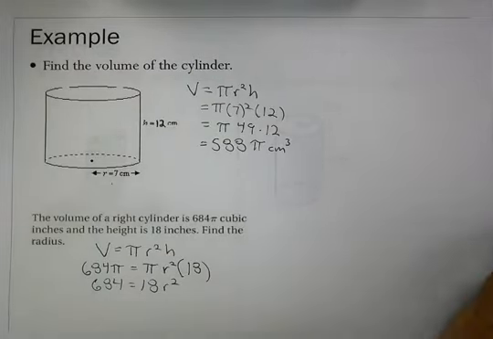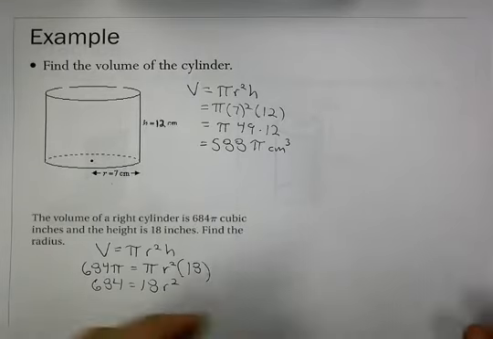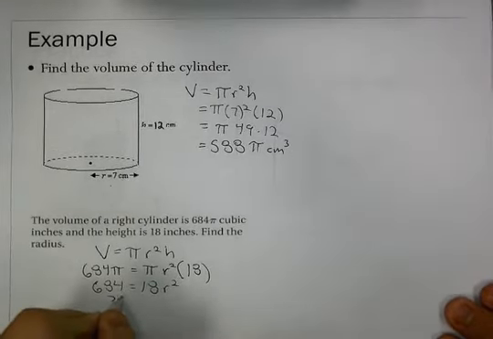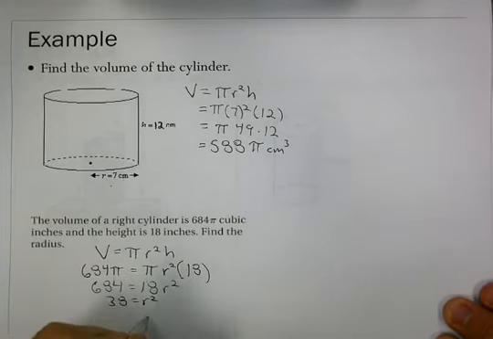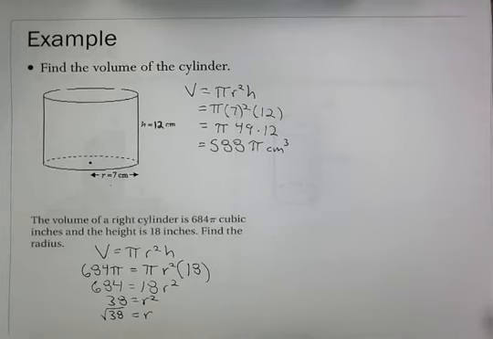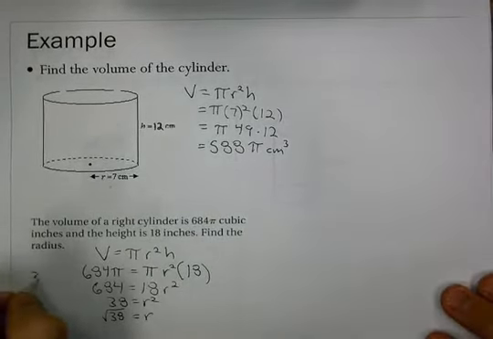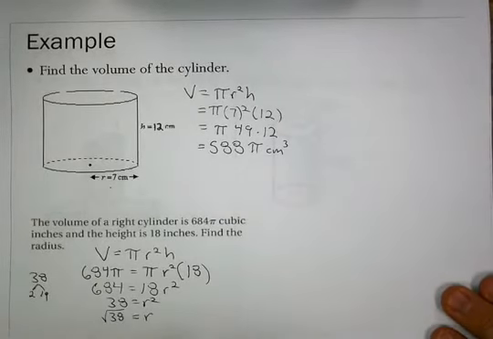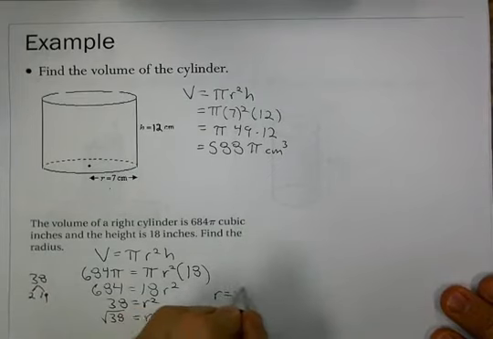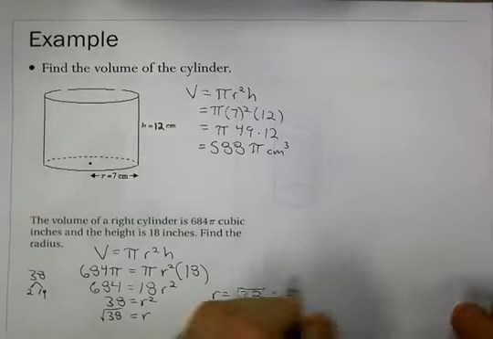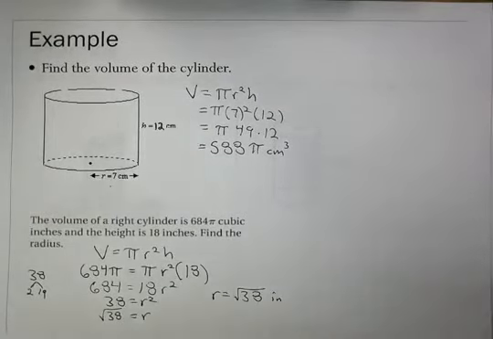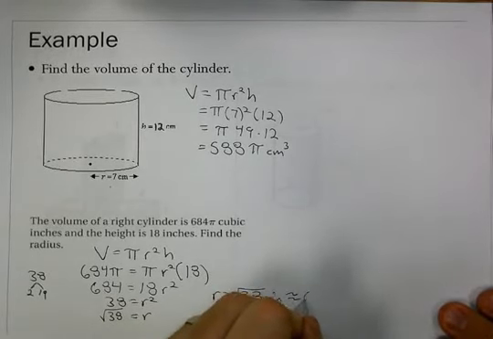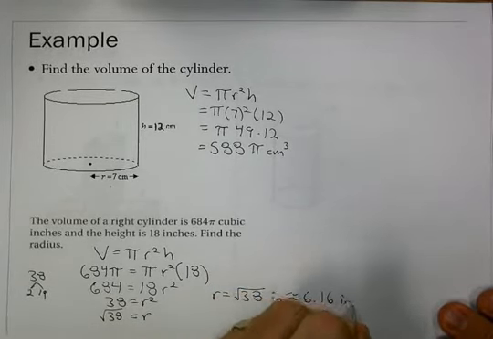Now I'm going to divide 684 by 18, and I get 38 equals r squared. Then take the square root of 38. We could just write root 38 or square root 38. If we look at 38 real quick, 38 is 2 times 19. Doesn't look like we'll be able to reduce it, so our radius is the square root of 38 inches. If we approximated that with our calculator, it's about 6.16 inches.